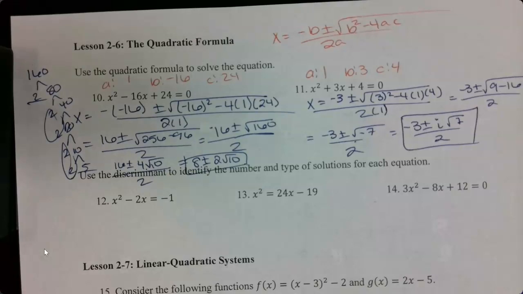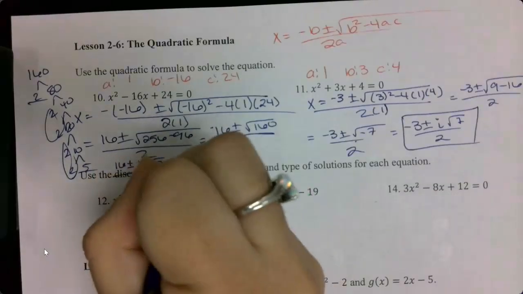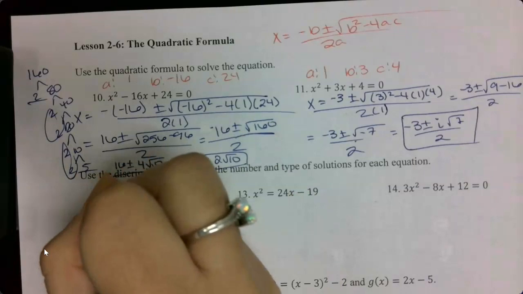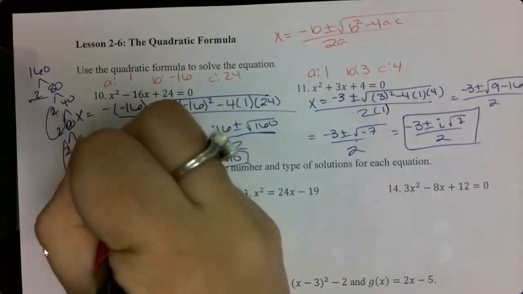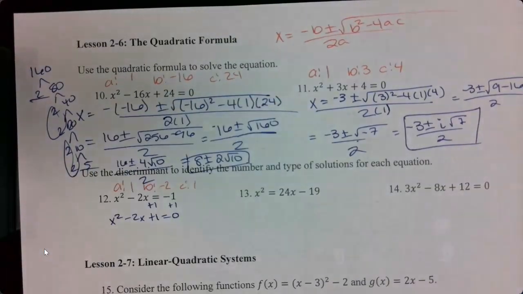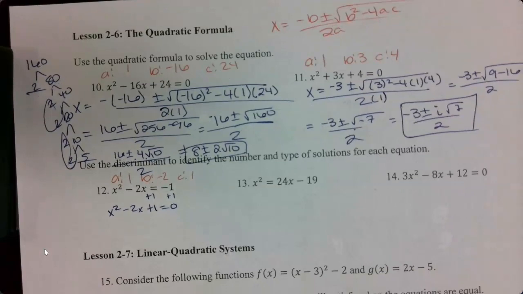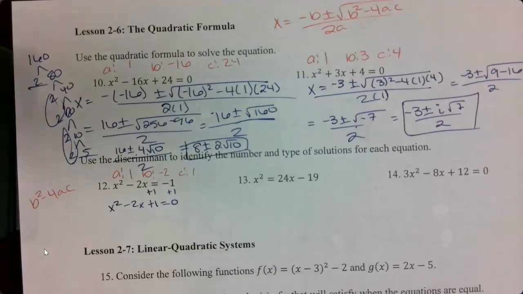The next ones want me to use the discriminant to identify the type and number of solutions for each equation. I need this to be in standard form. So I have x squared minus 2x plus 1 equals 0. My a is 1, my b is negative 2, and my c is 1. Plugging into my discriminant formula, remember that is b squared minus 4ac.